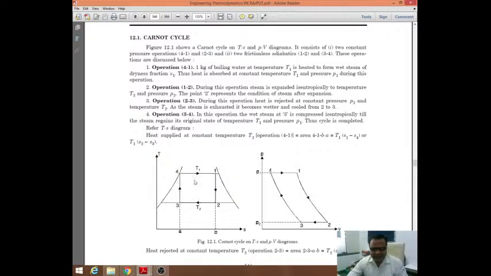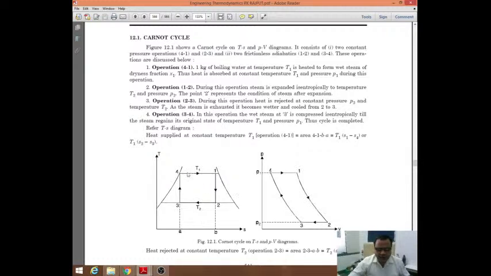Now, if you see the interactions, during process 4 to 1 we have to supply the energy at higher temperature T1, then in process 1 to 2 we are getting the work output W turbine, then in process 2 to 3 the heat is being rejected at lower temperature T2, and process 3 to 4 is the isentropic compression, and that's why we need to give the work to the system, that is to the working fluid.